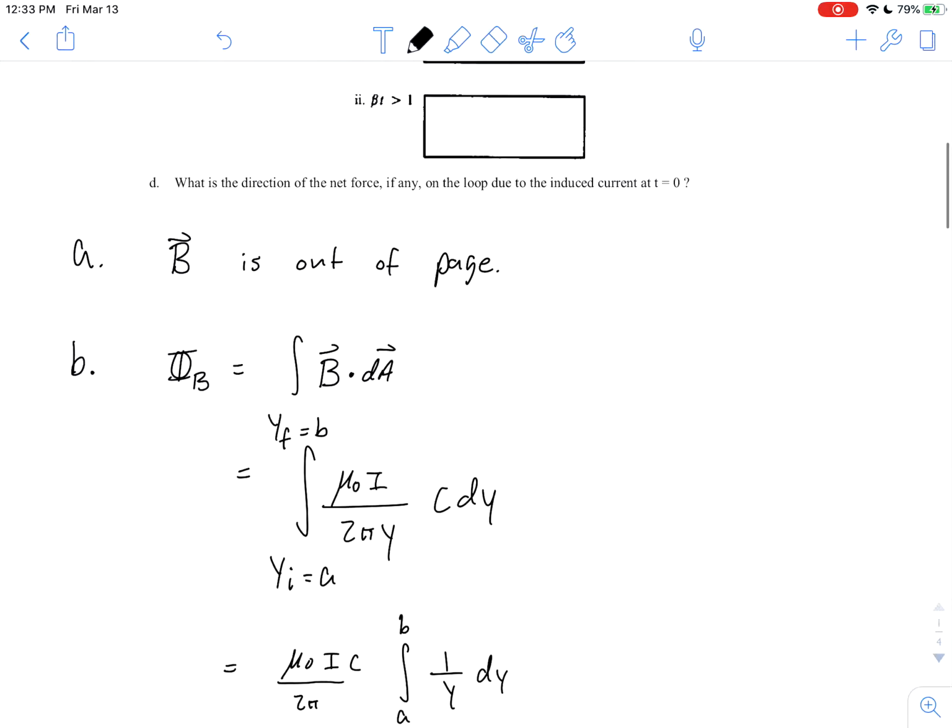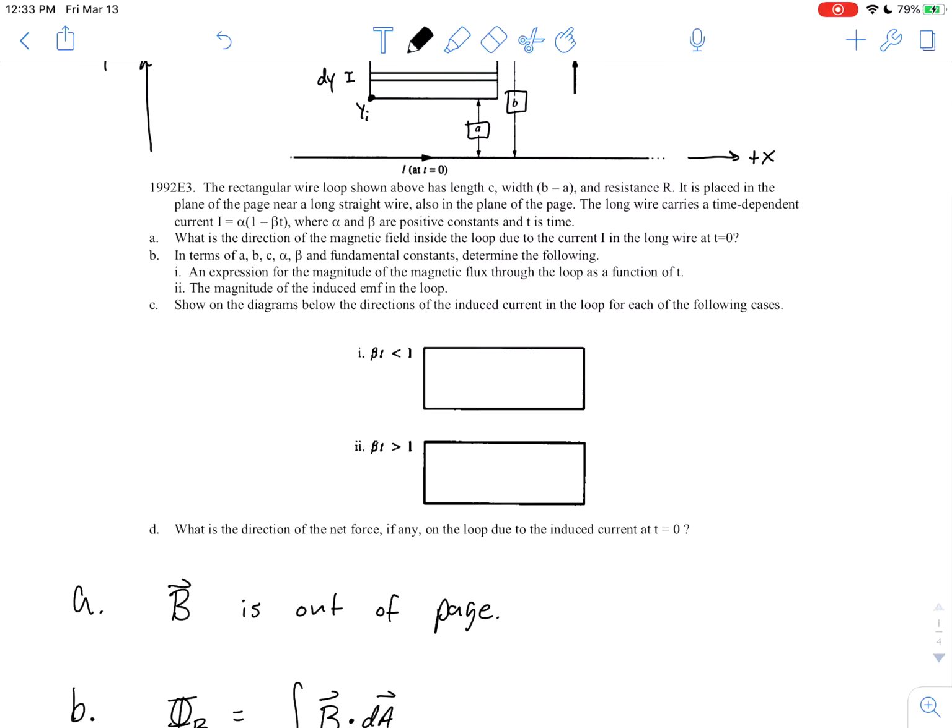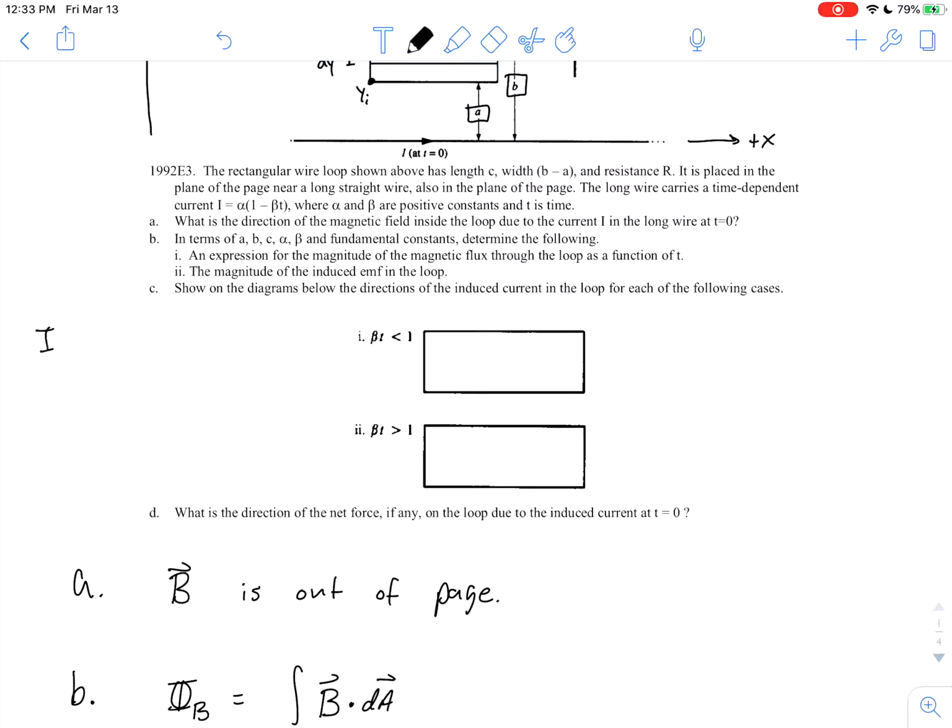Okay, so now part C. It says to show on the diagrams below the directions of the induced current in the loop for each of the following cases. So case 1, beta t is less than 1. Okay, so this is a little bit tricky, but here we have this current I is equal to alpha times 1 minus beta t. Okay, and they're saying that beta t is a value that is less than 1.